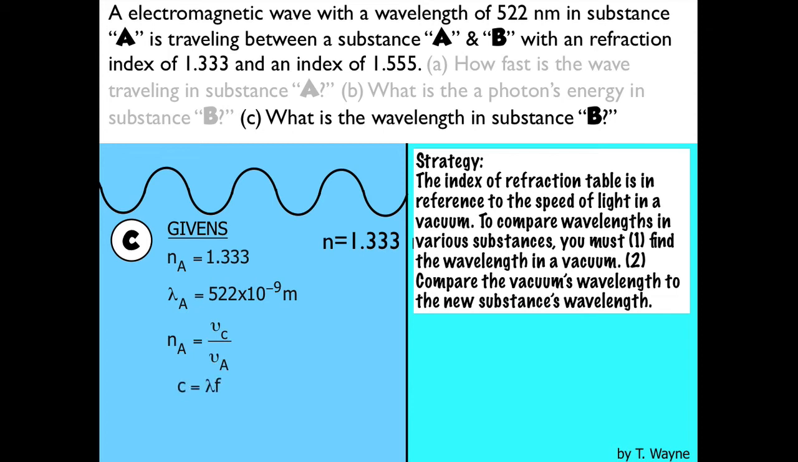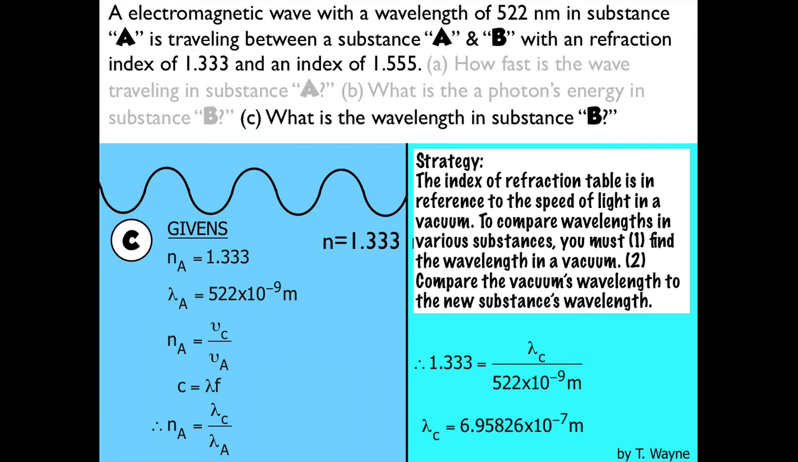I know that c is equal to lambda f. Since c is proportional to the wavelength, I know the index of refraction is just equal to the wavelength in a vacuum divided by the wavelength in A. That's what the c stands for, the vacuum. So now I can find the wavelength in the vacuum using this formula. 1.33 is equal to the wavelength in a vacuum divided by the wavelength in substance A. And that gives me the wavelength in a vacuum, 6.95 times 10 to the negative 7 meters, or 696 nanometers. So that's the wavelength in a vacuum.